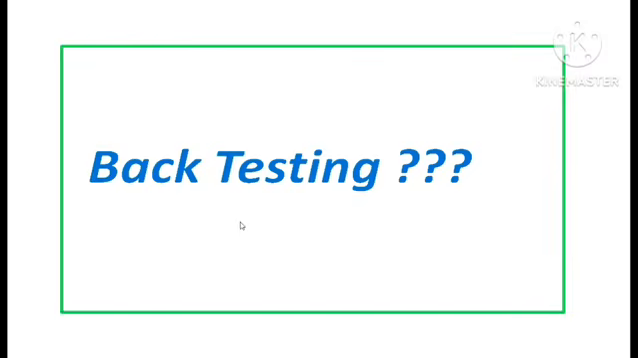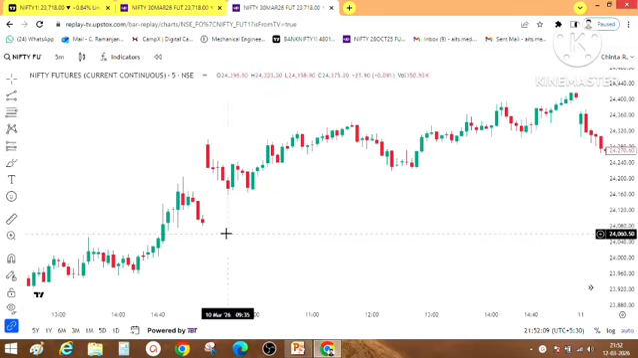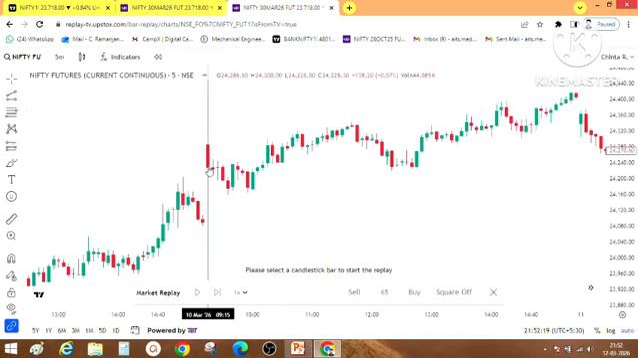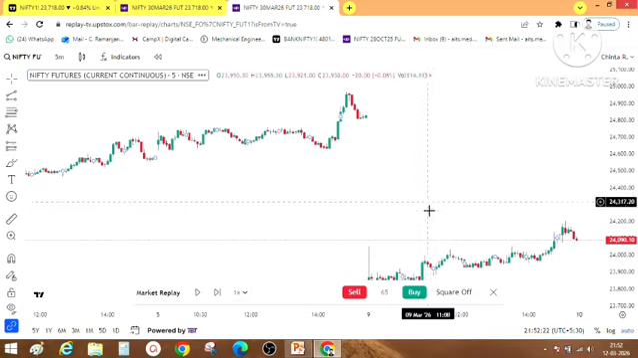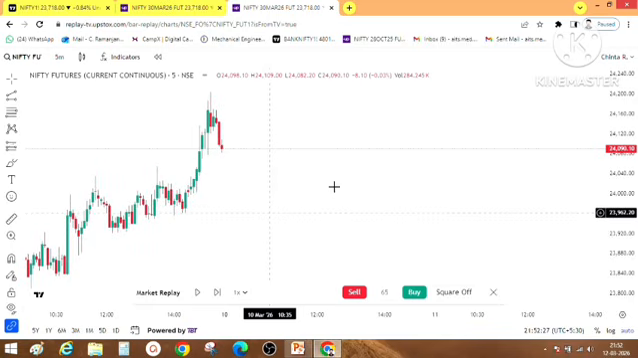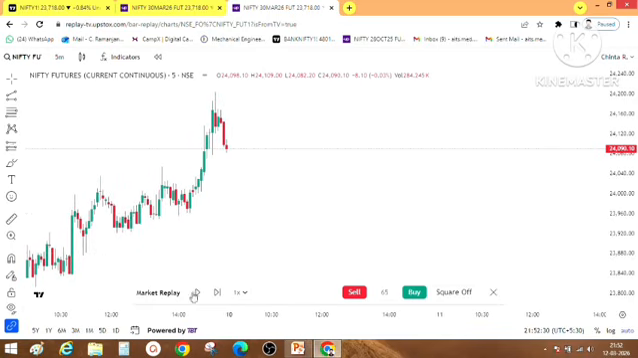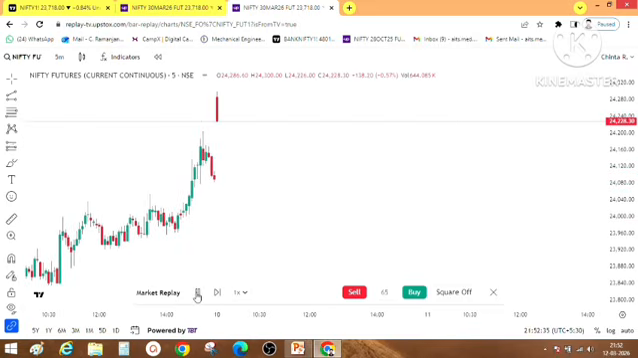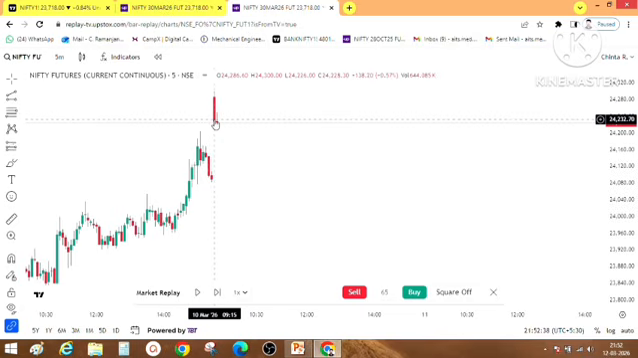Now let us go for back testing. I'm going to bar replay for the last 3 days. So this is the 9:15 candle, 9:20, 25 and 30, 35, 40 candle. So I will start the bar from the day's beginning. So the 9:15 candle has been started. Next the 9:20 candle. And let us see where we need to stop, that is the 5th and 6th candles.